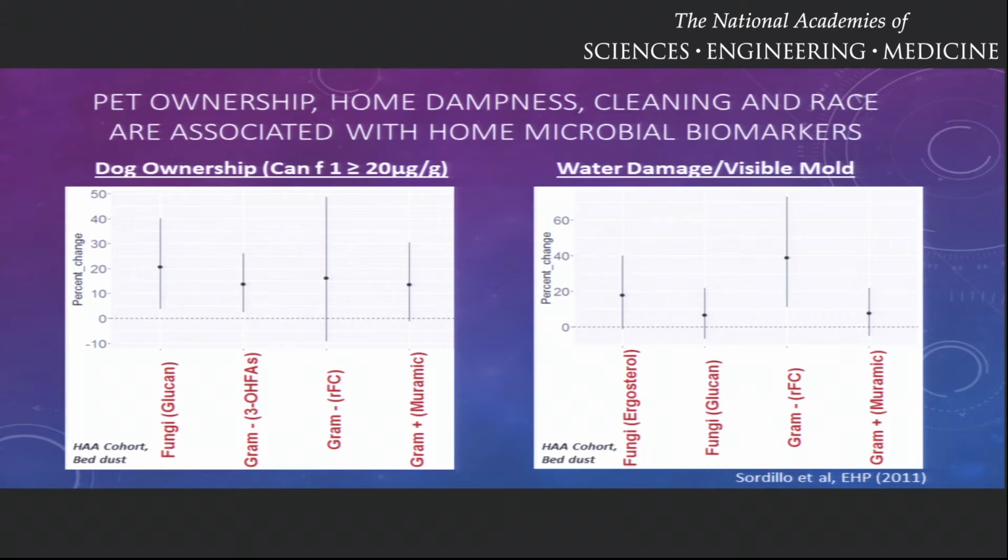Okay. Now, one thing I should mention, I made these plots, but what I don't have up here is the R-squared, or the percent variability in these markers that's explained when we ran our models. And that generally is quite low, okay, on the order of 5 to 15%. But we do see significant relationships with some of these characteristics. Okay. So here we have water damage. Fungal biomarkers like ergosterol and glucan are higher when participants report water damage in the home or visible mold or mildew. Gram-negative biomarkers are higher, and also muramic acid is increased as well. And these are data, I should mention, from our home allergens and asthma cohort study that was done in Boston.